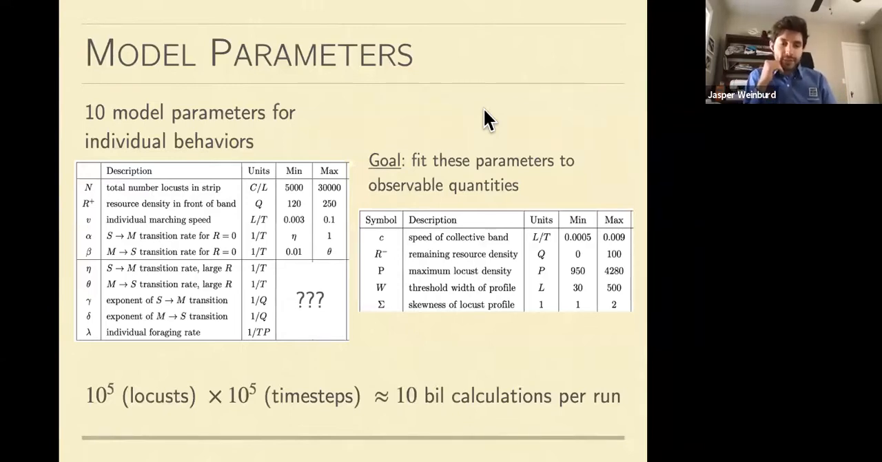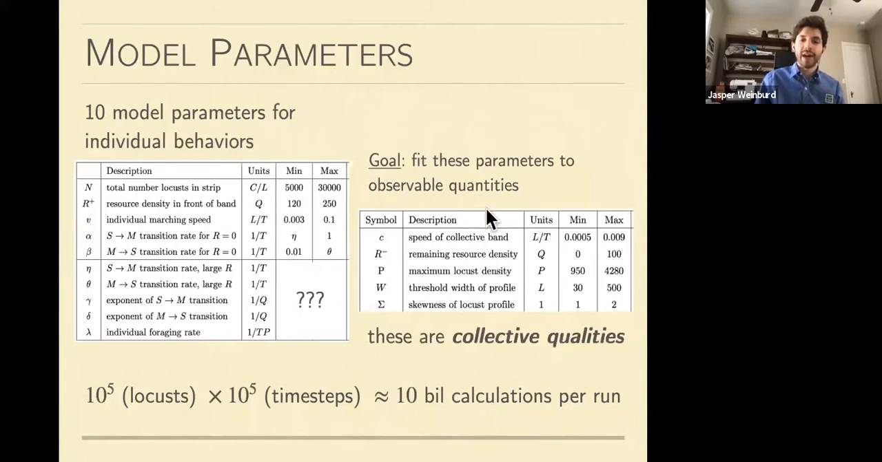So with agent-based modeling, we immediately run into some computational difficulties, and we're not interested in throwing our simple model on a supercomputer. So we'd like to do something a little bit more elegant. So in order to sample these parameters on the left, we take advantage of the fact that these are collective qualities, and we're going to introduce a PDE model to do that. So the idea will be to take these collective observables and back out individual parameters from them.